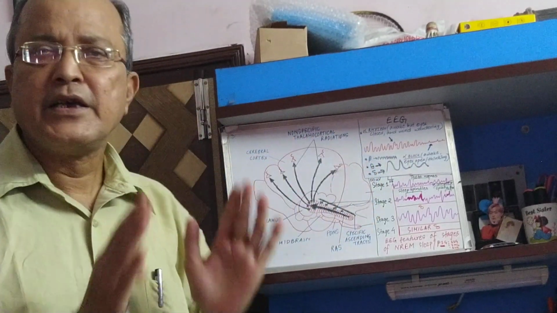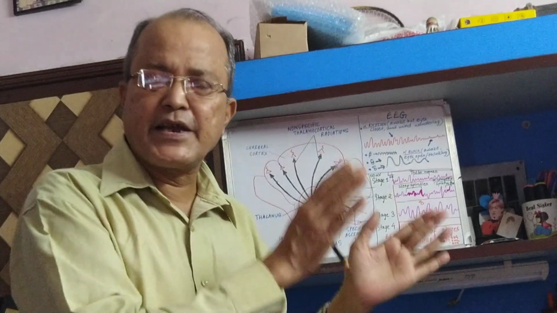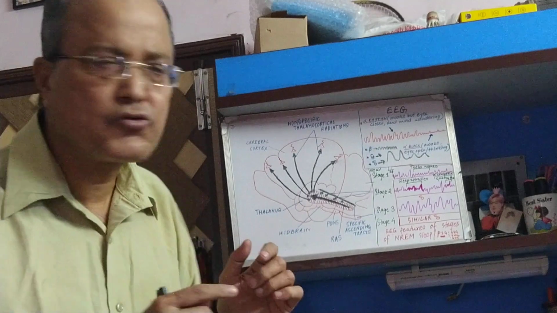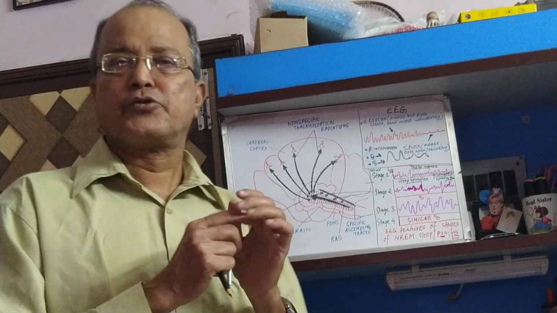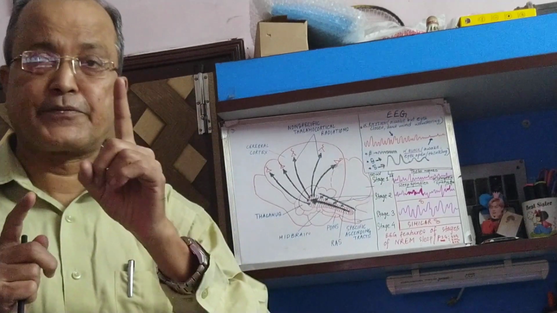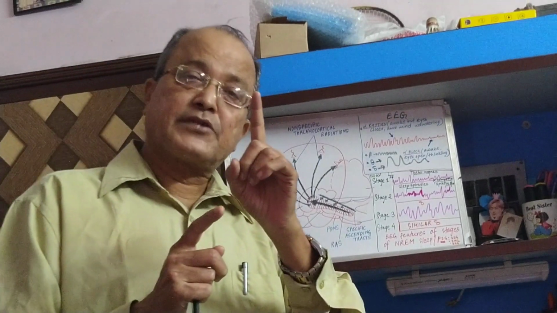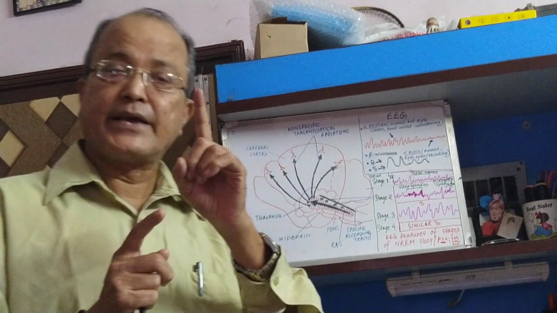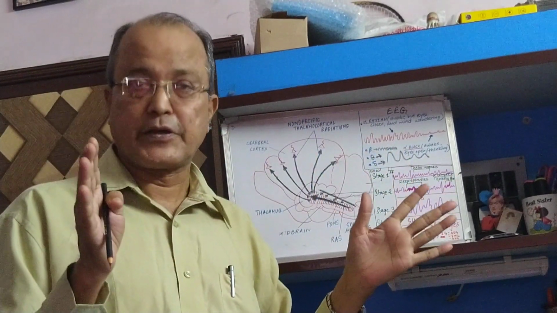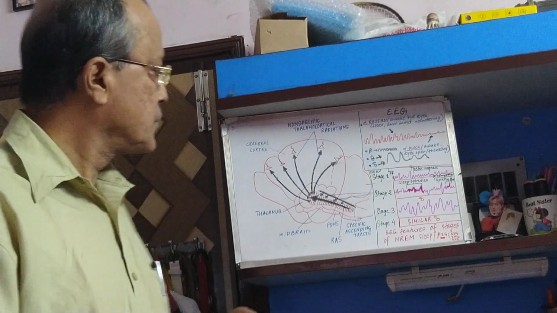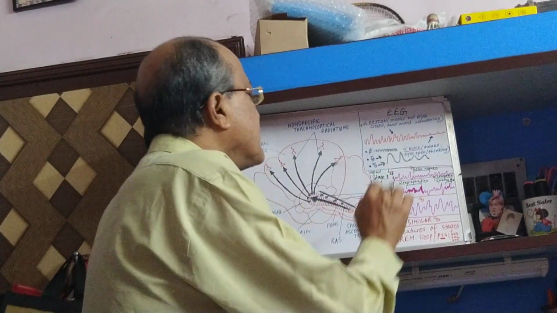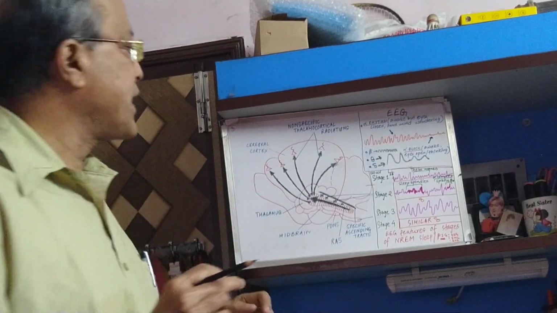Each cycle is composed of 2 stages, NREM and REM. NREM is of roughly 70 minutes duration and REM is of 20 minutes, so a total of 90 minutes. That constitutes a single sleep cycle. There may be 5, 6 or 7 sleep cycles depending upon the total duration of the sleep of the subject. Am I clear?